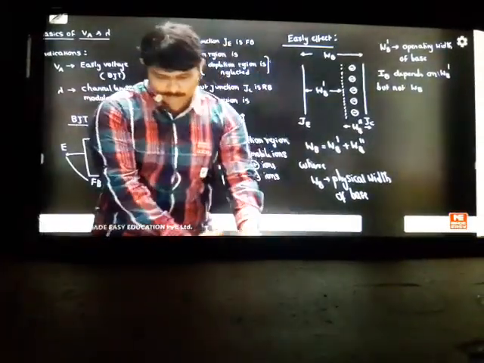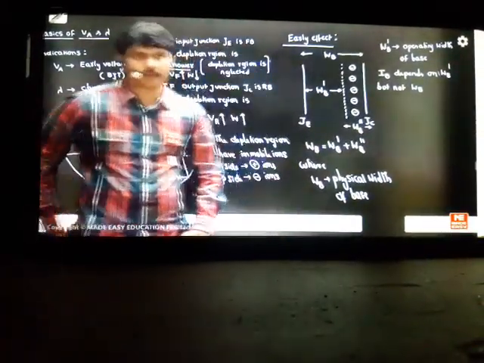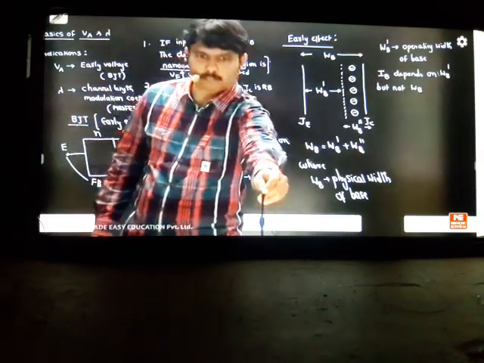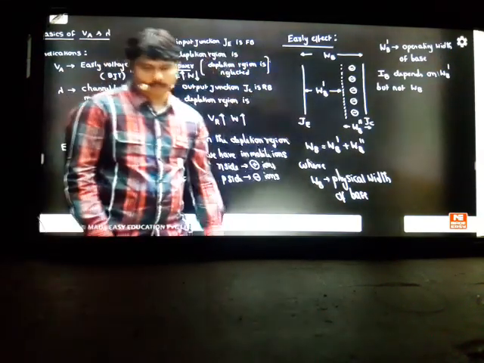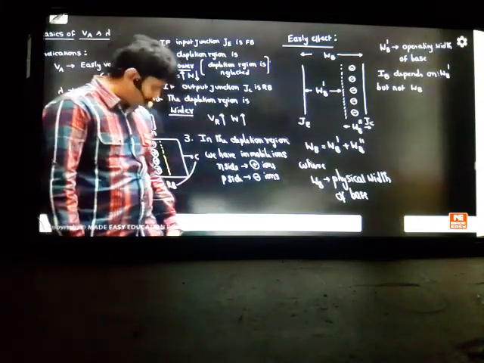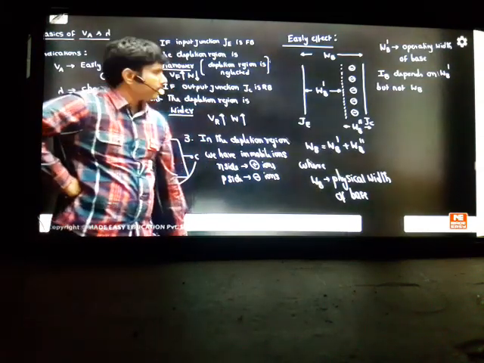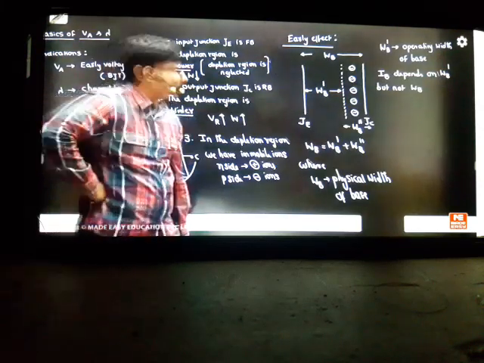Please try to understand it. Listen. So IB depends on WB dash, not on WB, is what he is telling. Okay. So up to here, please note down clearly. And one last thing more is here.